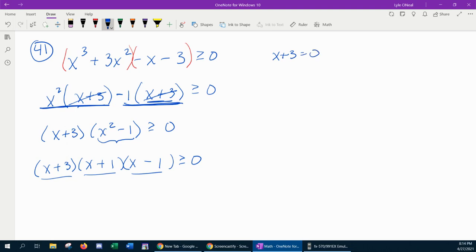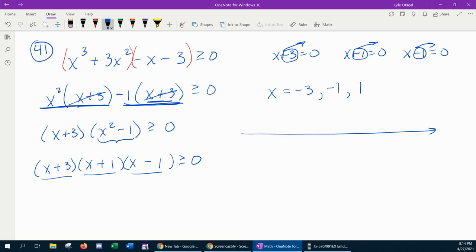X plus 3 equals 0, x plus 1 equals 0, and x minus 1 equals 0. And moving each one of these numbers over is going to give me critical points of -3, -1, and 1. Now to the number line with my critical points. Please make sure that you put them in the right order. They have to be in ascending order from negative to positive. And then they need either an open circle or a solid dot. Based on the inequality, these are all going to be solid dots.